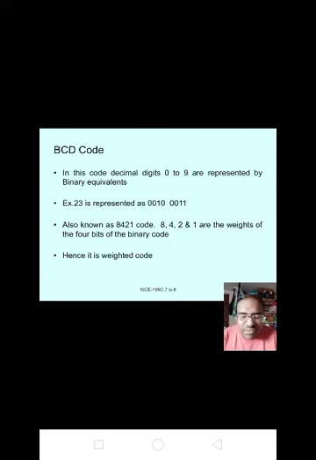In this code, decimal digits 0 to 9 are represented by binary equivalents. Example: 23 is represented as 0010 and 0011. It is also known as 8421 code. Here 8, 4, 2 and 1 are the weights of the 4 bits of the binary code. Hence it is a weighted code.